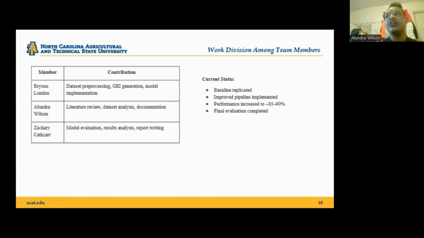This slide summarizes the contributions of each team member and the final status of the project. Bryson primarily focused on dataset pre-processing, gait energy image generation, sequence handling, model implementation, and training improvements. I focused on literature review, dataset analysis, and documentation. Zachary contributed to evaluation, results analysis, testing, and report writing. At this point, we successfully replicated a baseline OpenGait-inspired pipeline, implemented multiple phase 3 improvements, and increased overall performance to approximately 85% accuracy on unseen test subjects.